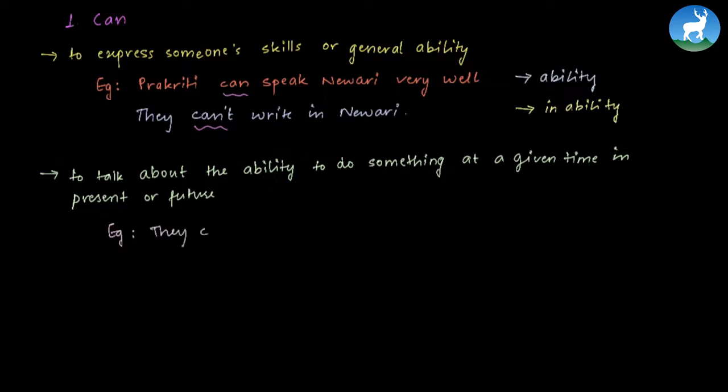Let's go through some examples. They can run, but they can't hide. Here we are expressing both ability and inability, and we are talking about something at a given time in present or future. So they can run in present, but they can't hide in future. They can run right now, but they can't hide once they run. Let's take another example. I can't breathe. It's in the present time, and it is a negative expression. I can't breathe. It's inability.